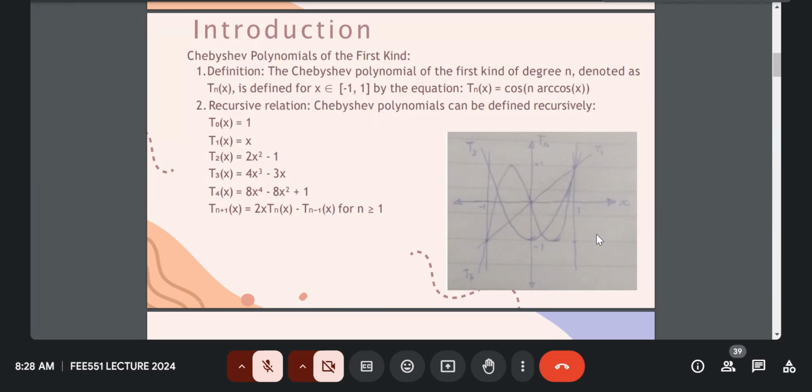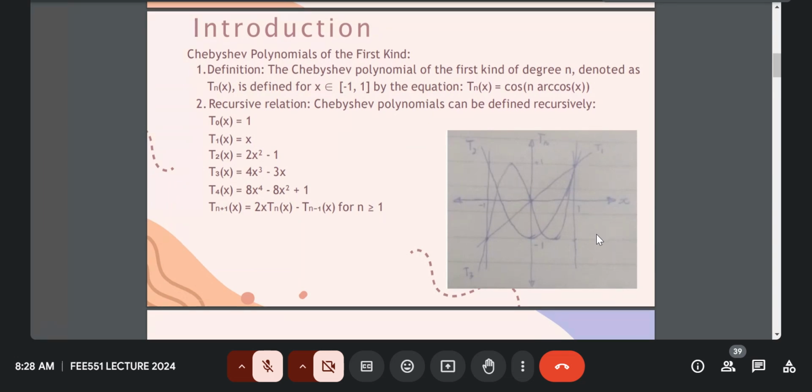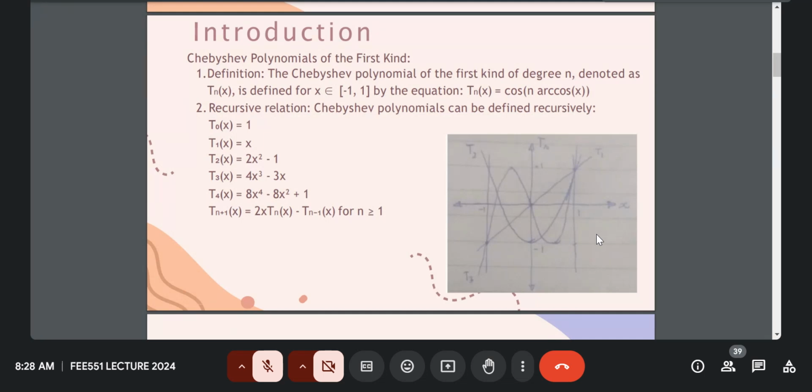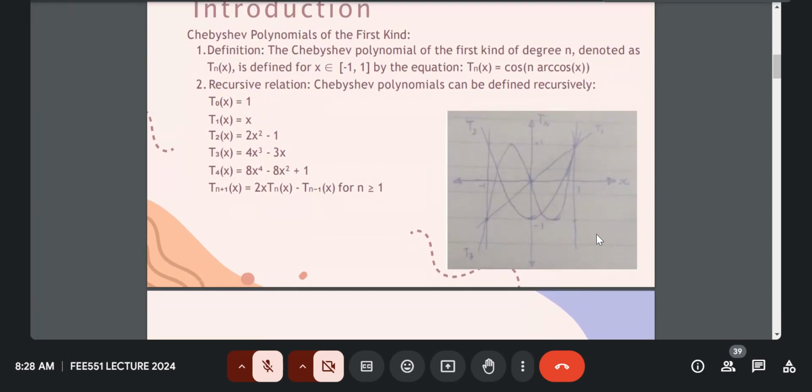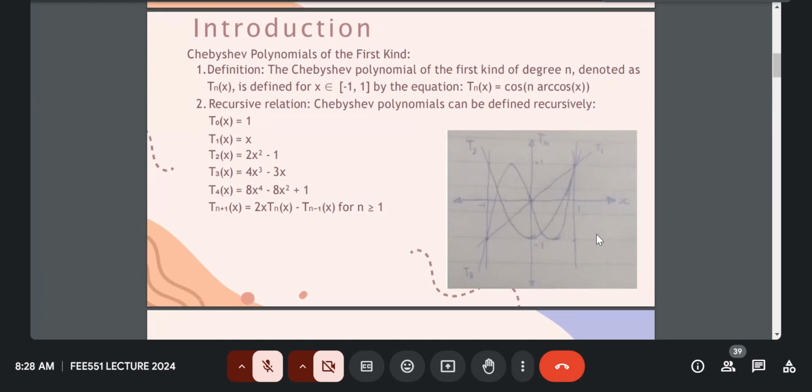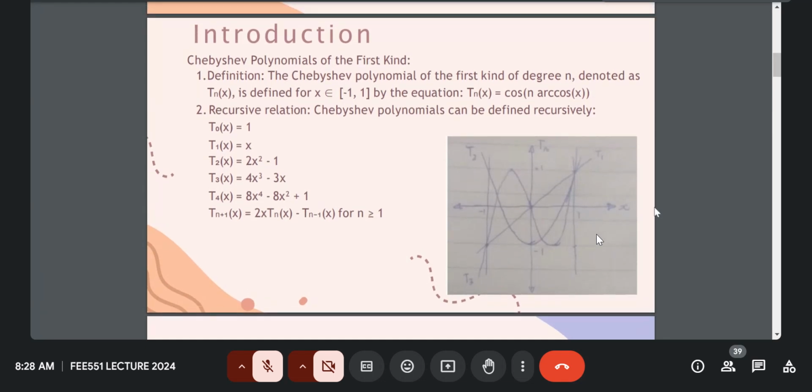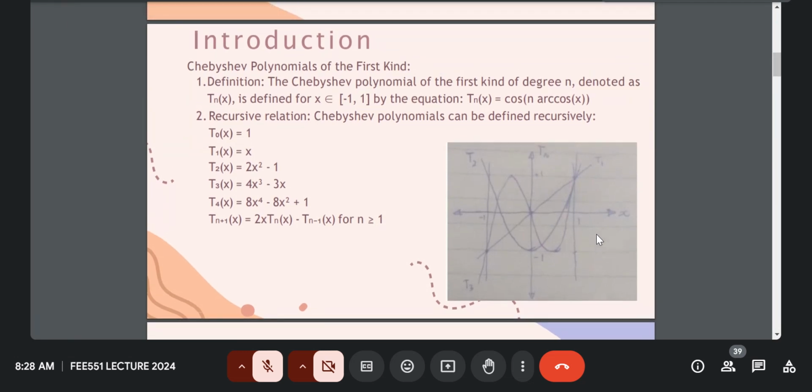Noting that T0 is 1 and T1 is x, when plotted we can see T1 is x and T2 as shown in the graph, where T2 is 2x squared minus 1. Yeah, next slide kindly.